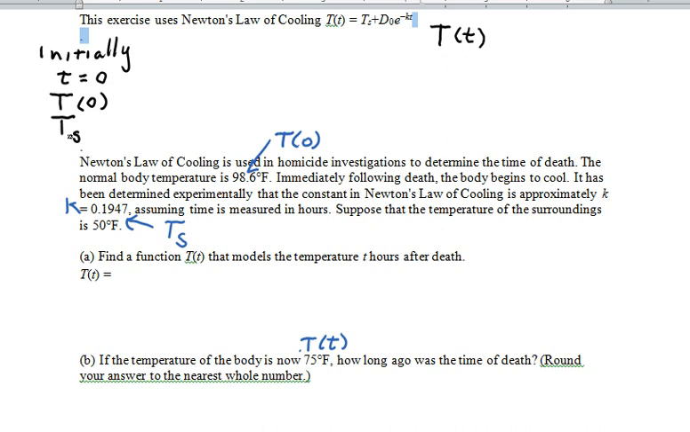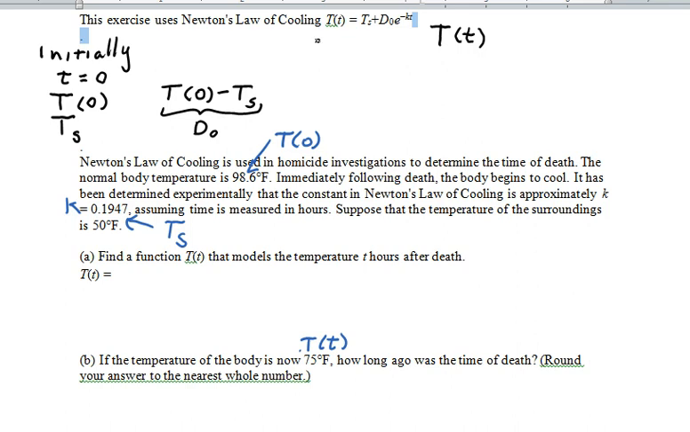Notice that the capital T in capital T sub S is independent of the capital T function, which deals with the temperature of the object. Notice also that we could define another constant by looking at the difference of T sub 0 and T sub S. This is the initial difference in temperature between the object and its surroundings and is labeled D sub 0.